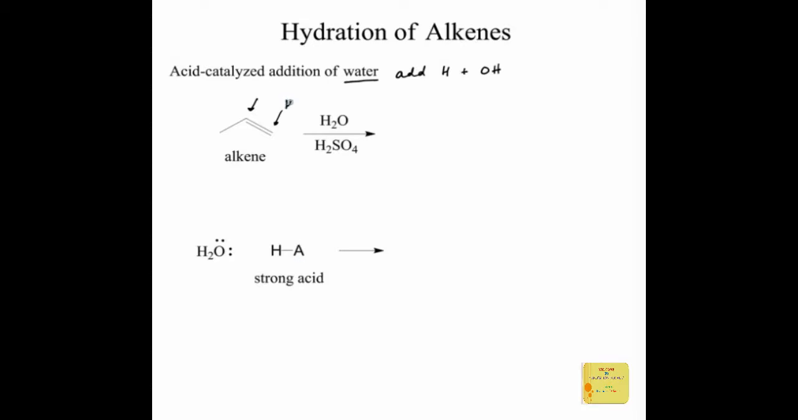Then we would expect the hydrogen to go to this carbon, and guess what? That's exactly what happens. We add H and OH, and we get Markovnikov addition of the H and OH. So we started with an alkene, and we end up forming an alcohol product. So this is one way we can make alcohols, by hydrating an alkene.